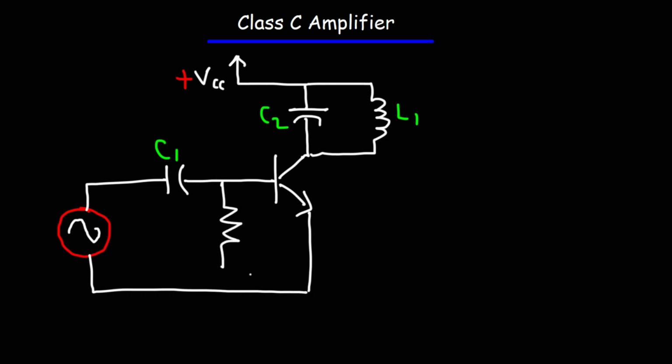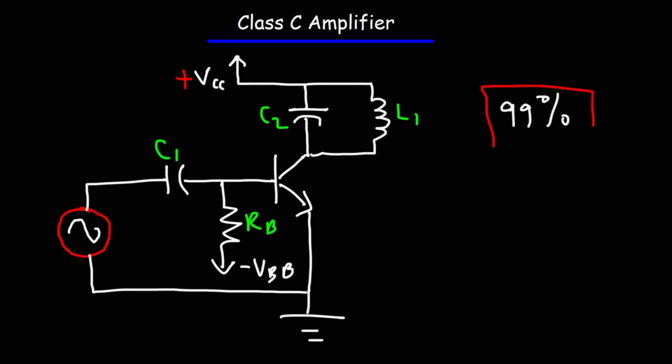And then we have a resistor, RB, and that is attached to a negative voltage, which we'll call negative VBB. So that is the Class C tuned amplifier. The maximum theoretical efficiency for this amplifier is pretty high. It's 99%. However, there's a major disadvantage with this amplifier, and that is the distortion. The distortion can be very severe for this particular amplifier. And the second thing is that it conducts for less than 180 degrees of the input cycle.